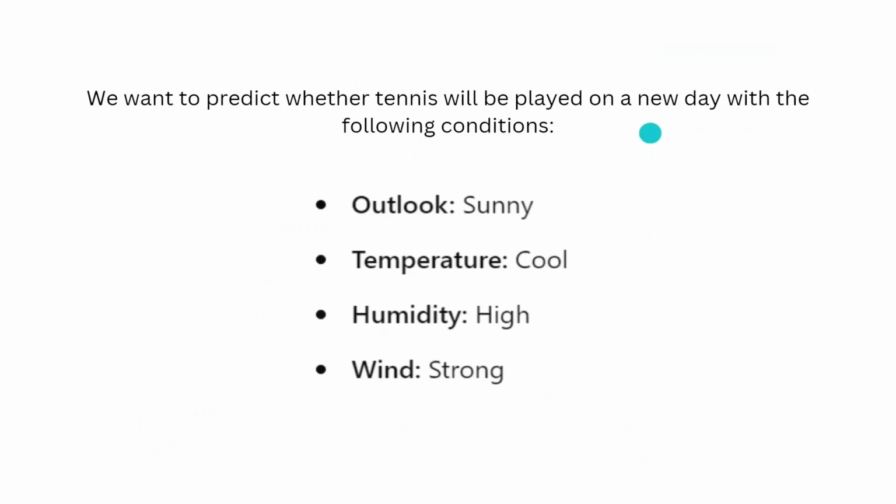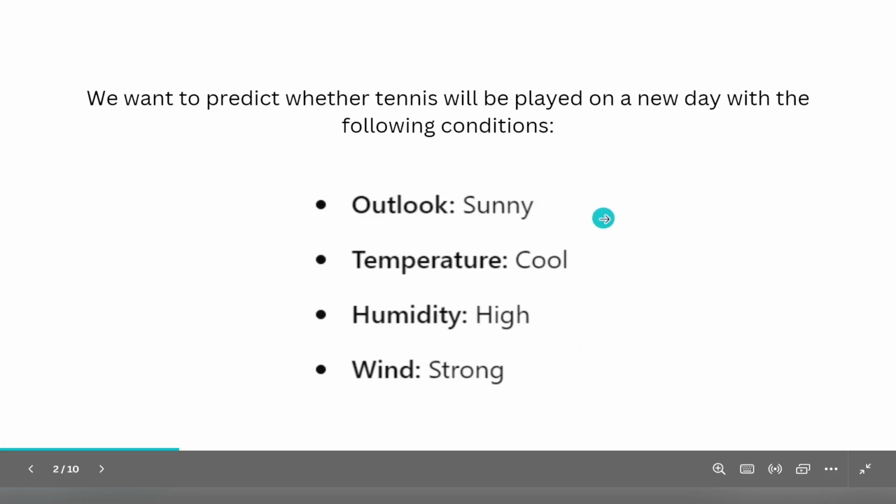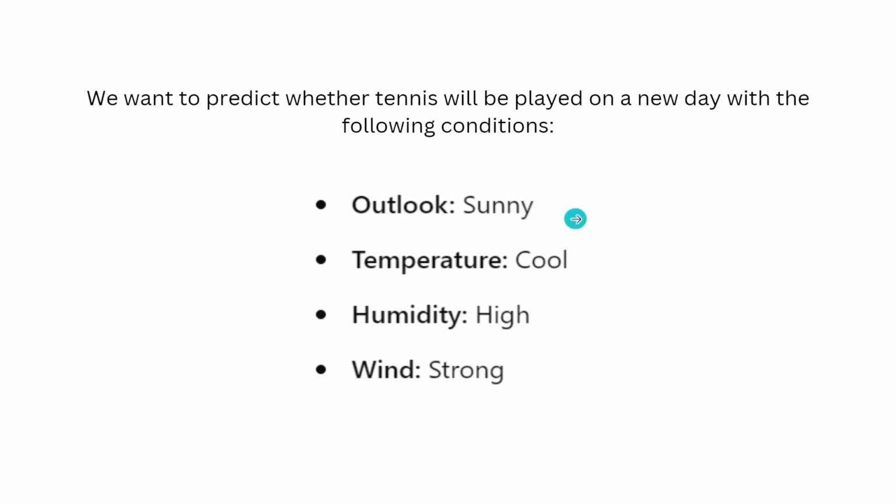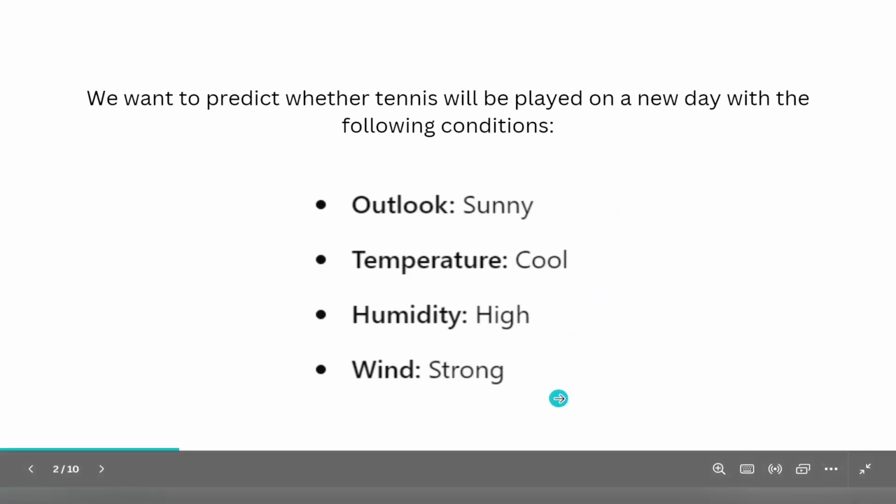We want to predict whether tennis will be played on a new day with the following conditions. So we are given these four conditions to test our data on. The first one is that the outlook should be sunny, the temperature should be cool, the humidity should be high, and finally the wind speed should be strong.